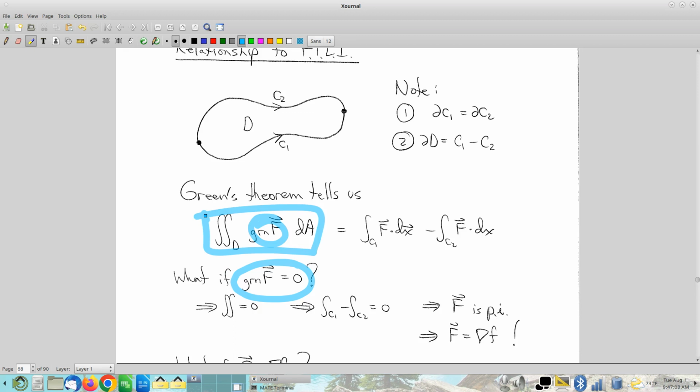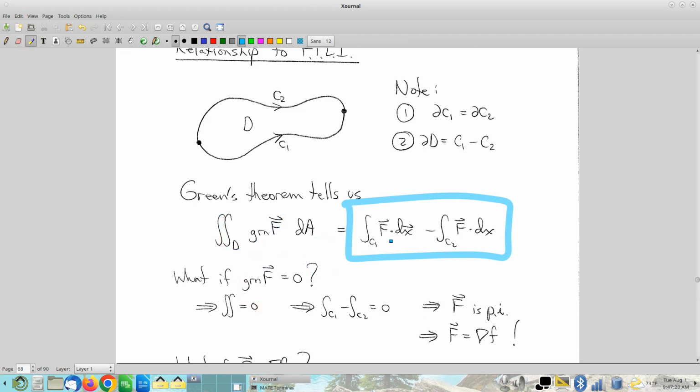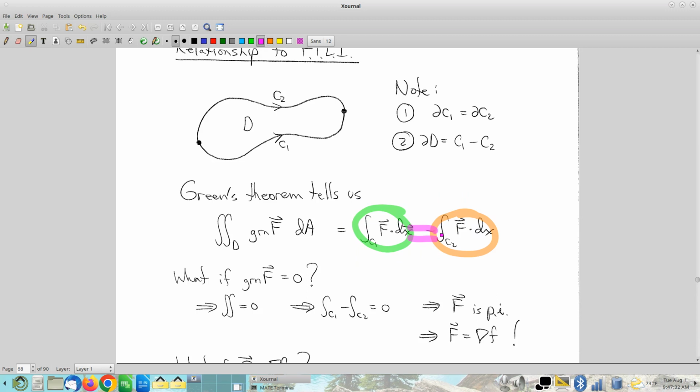That's 0. Well, that means that this right-hand side has to be 0 also. That's right, because it's an equation. And, well, wait a second. If the right-hand side is always 0, that means that these two individual integrals here, I mean, their difference is 0. That means that these two individual integrals are the same for any region D. And therefore, what that means is these two line integrals are equal for any two curves, C1 and C2. And that means that my vector field is path independent. And that means, recalling from a few days ago, that our vector field is a gradient.